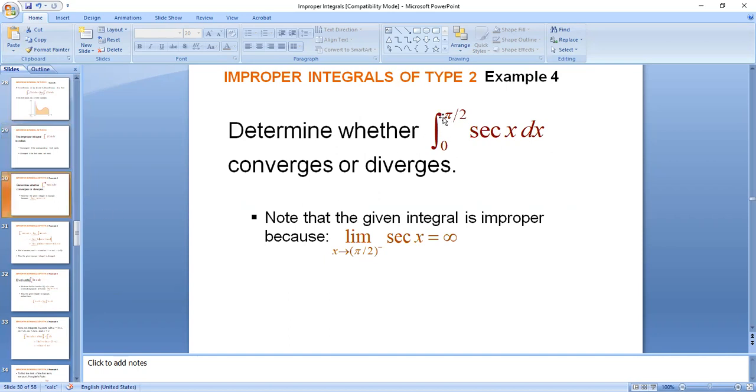So now we go to the improper integrals of type 2. Let's see which part this belongs to. Is this case A, where you have an infinite discontinuity approached from the left? Case B, if it's approached from the right. Okay, so you have here secant x dx to be integrated from 0 to pi over 2.